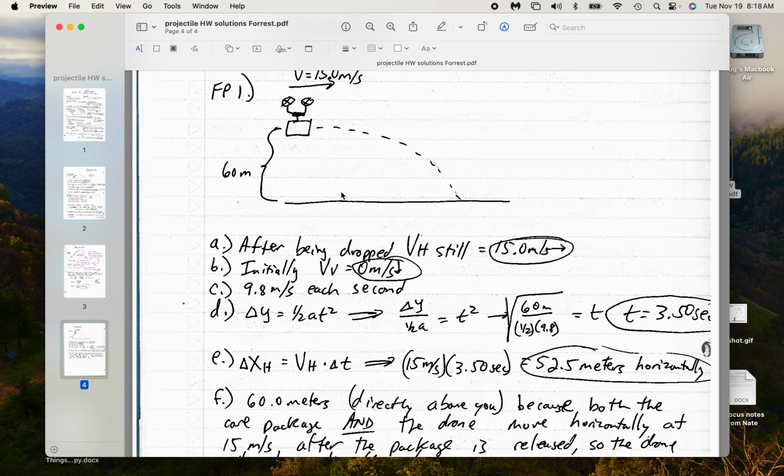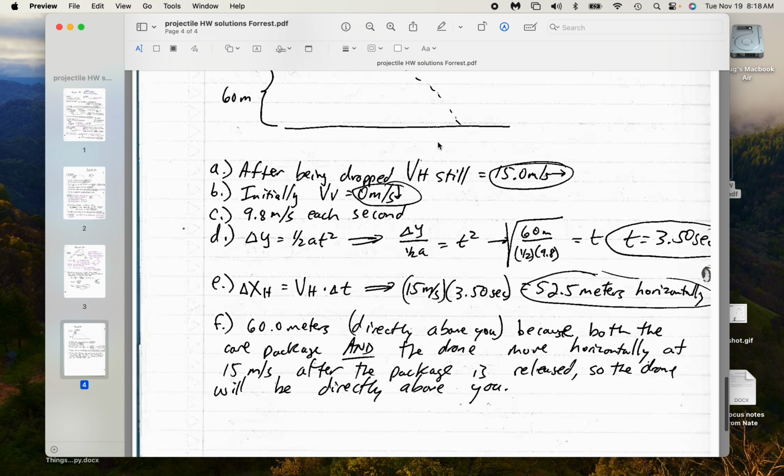So now, if you're in the air for 3.5 seconds, but the package is moving 15 meters per second horizontally, and if it's acting as a projectile where there's no air resistance, then we take that velocity times that time, and we get that it moves 52 meters before it hits the ground. So essentially, if the drone has a target on the ground, it has to drop it 52 meters before that.